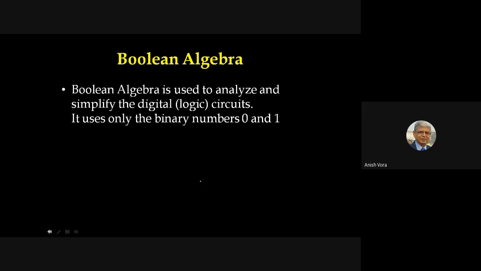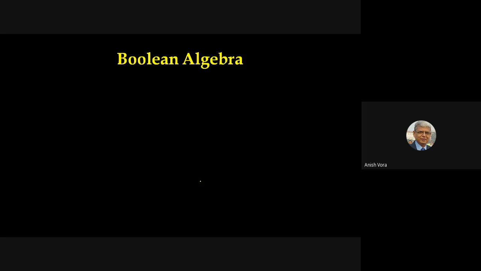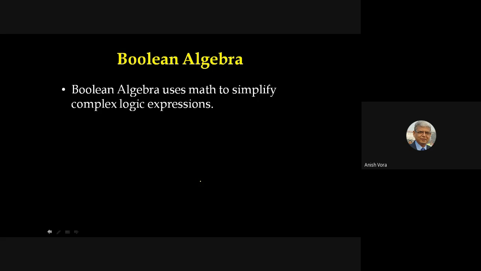We know very well that when we discuss digital logic or digital electronics or Boolean algebra, it understands only one language, that is binary, and we deal with only zeros and ones. Boolean algebra uses math to simplify complex logic expressions. Like we have a lot of Boolean expressions and Boolean functions in complex form. So with the help of Boolean algebra, we can use different theorems of Boolean algebra, and then we can minimize or reduce or simplify our Boolean equation or expression, right?